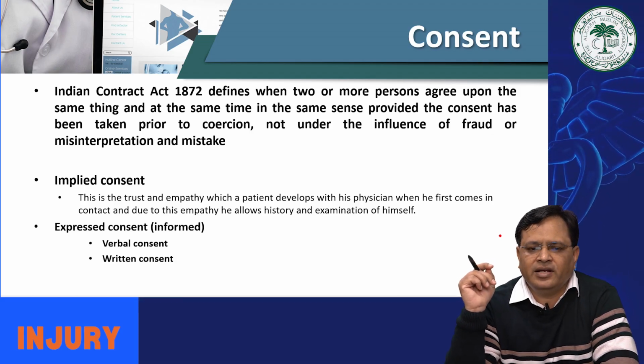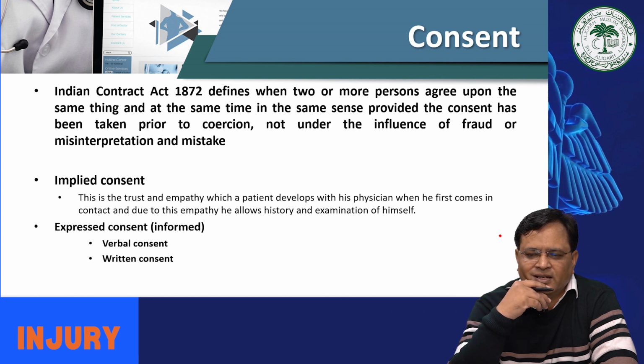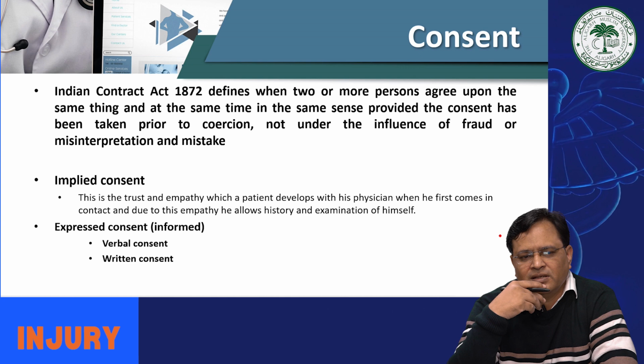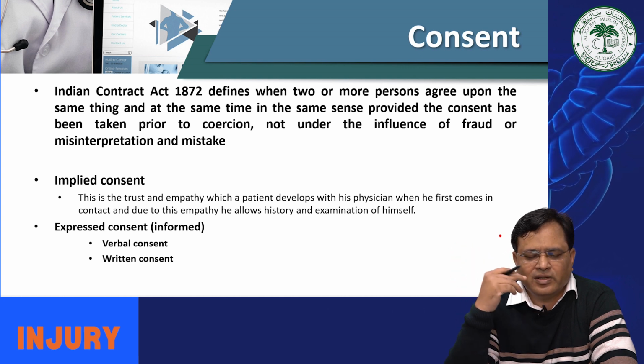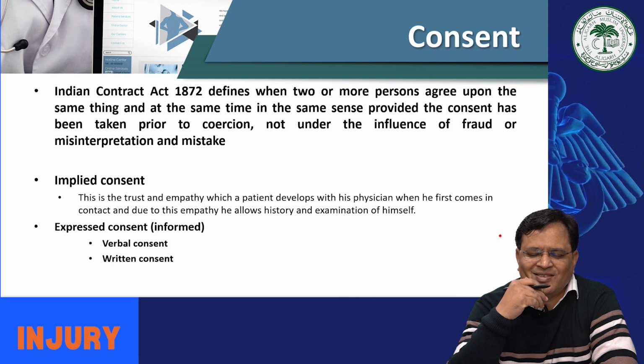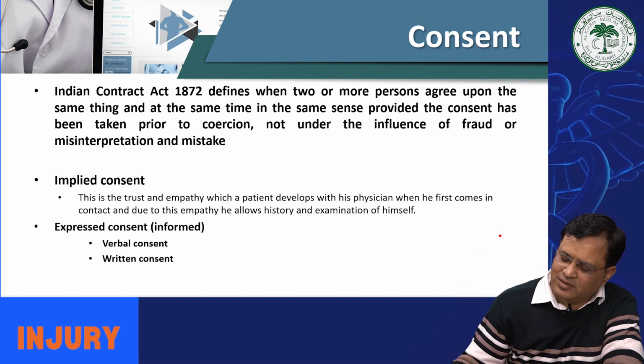The Indian Contract Act 1872 defines when consent is there. I have already taken consent yesterday. This is one of the things. The Indian Contract Act says that consent is when two or more persons agree upon the same thing in the same sense. It can be implied consent, it can be verbal consent.